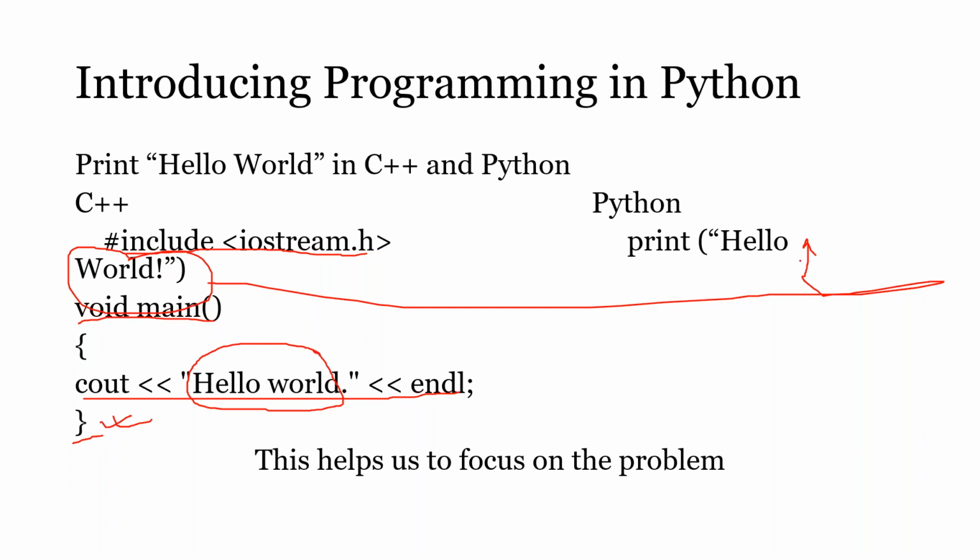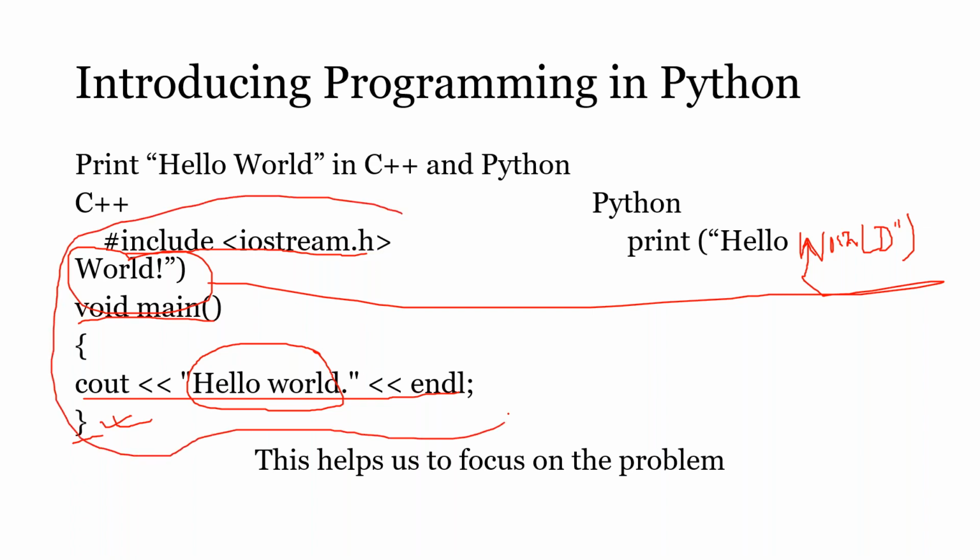Compare this with Python. What else did you need to do here? World, you need to write here. This is all that is needed in Python. That's it. Python print hello world in the quotes, and hello world will come as output. But to do the same thing in C++, you see how many things are needed. Why this is so, we'll see very quickly.